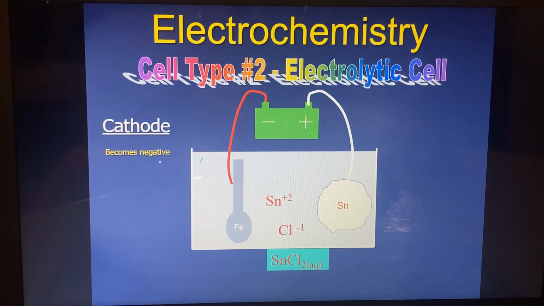As a result of it becoming negative, it's going to pick up electrons over here. Let's just say it picks up 2 electrons.